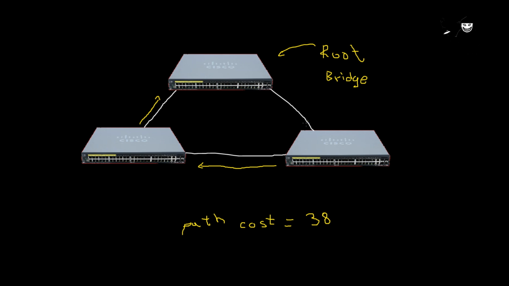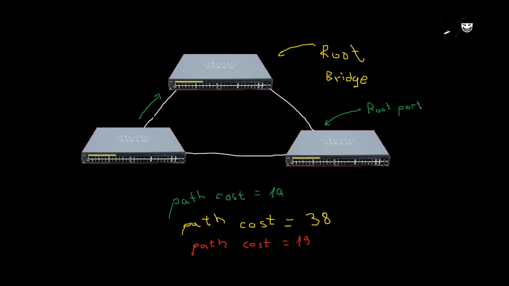19 from the first path and 19 from the second path equals 38. And if the other path is calculated, it turns out it's lower. So the port of that path becomes the root port, and the other port of the other switch gets blocked. Same with the path of the left switch, the port becomes the root port.